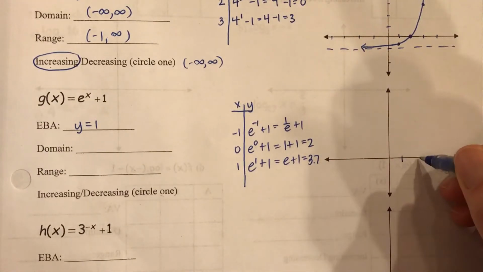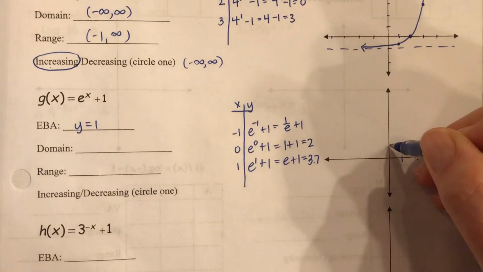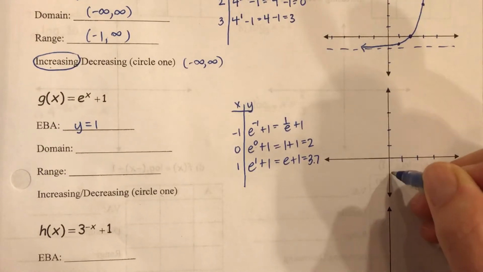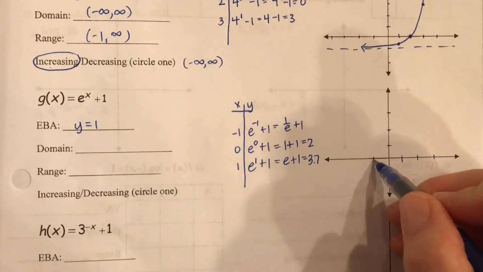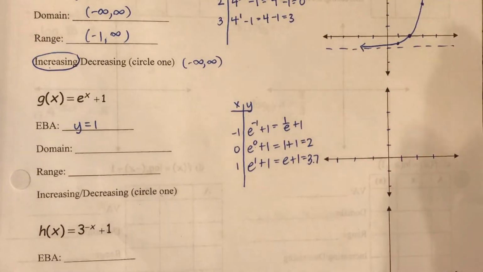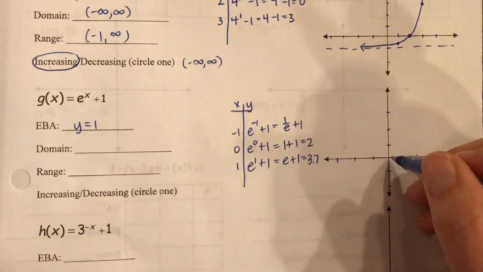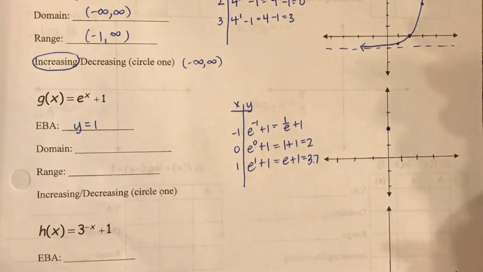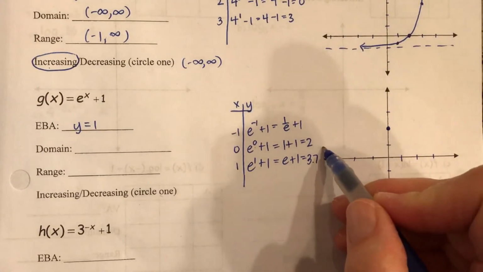Okay, all right, now let's see. I'm going to go 1, 2, 3. Okay, I got to do a 3 because I said 3 over there. Okay, so 0 to... Shoot, I got to put in my asymptote.